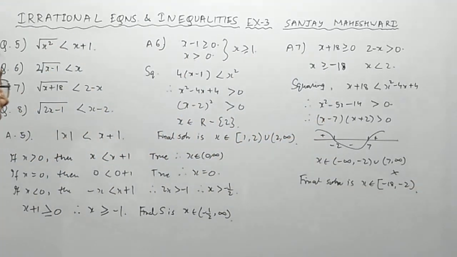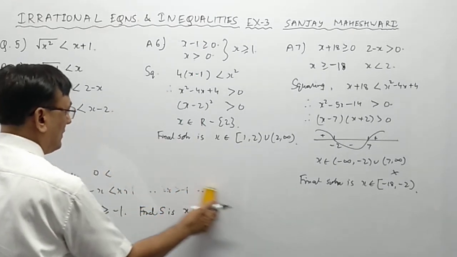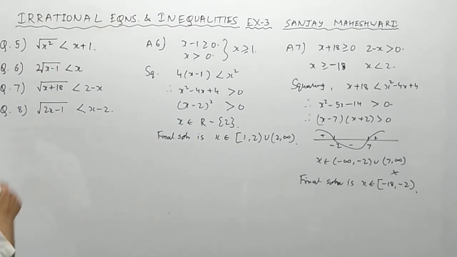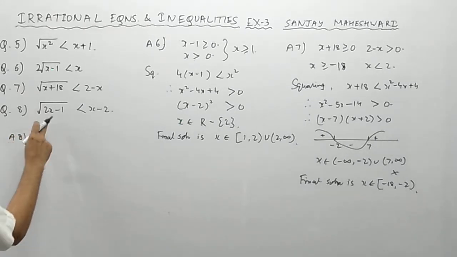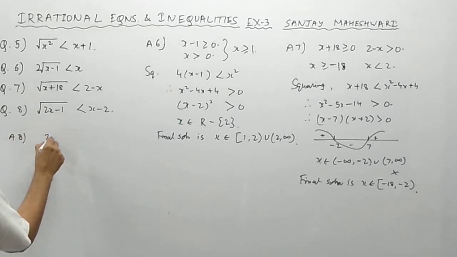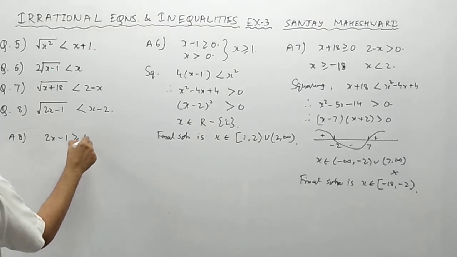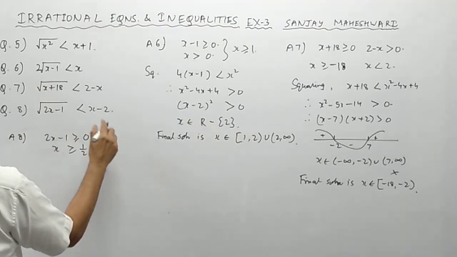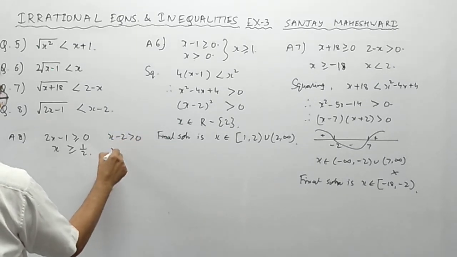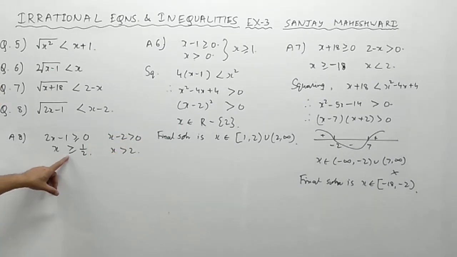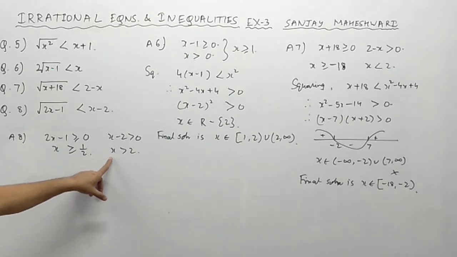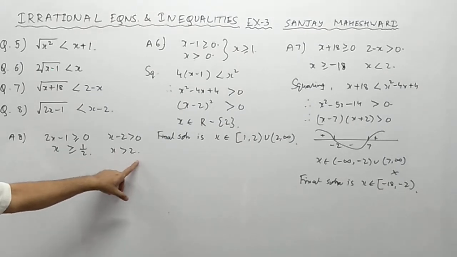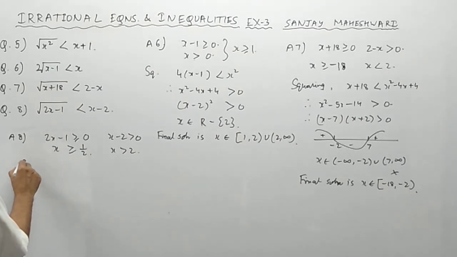Right? Okay. Now next question is question number 8. Question number 8 is again a very easy question. Here 2x minus 1 should be greater than equal to 0, therefore x should be greater than 1 by 2. And here this is positive, so this should be positive. So x should be greater than 2. So this condition and this condition, you have to take intersection to find that x should always be greater than 2. Now squaring both sides.